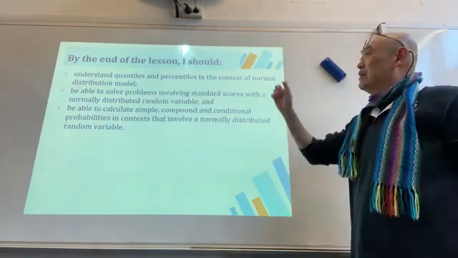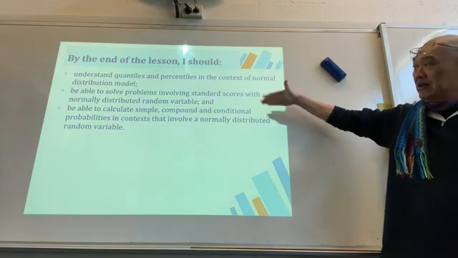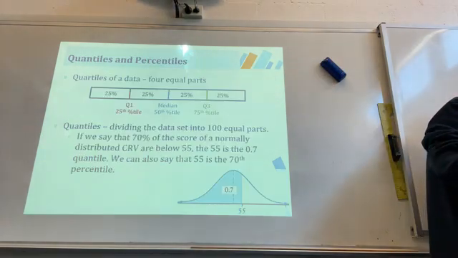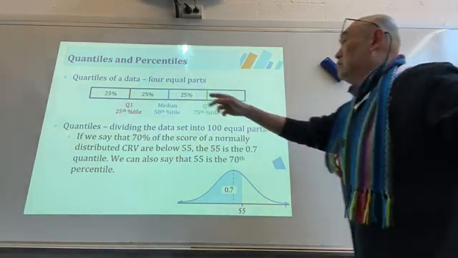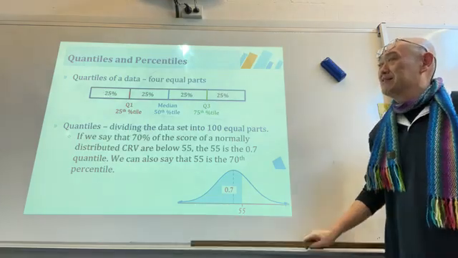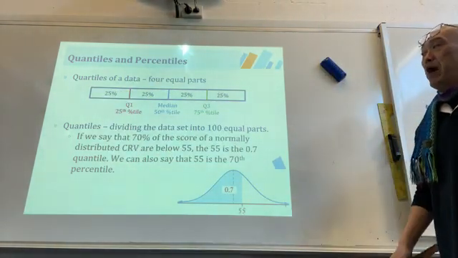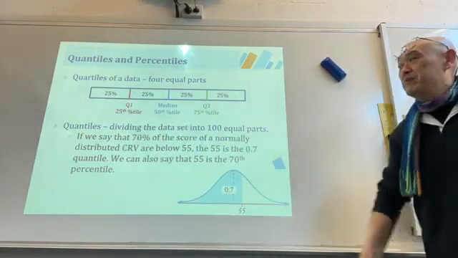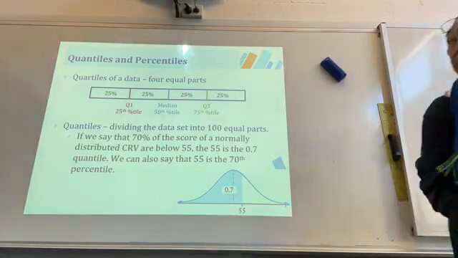and percentile in the context of the normal distribution, and then be able to solve problems calculating probabilities, simple and complex. So the quartiles of the data, which is a quarter, we split it into 25%. In R, with quartiles, we split the data into 4 equal parts, where we've got Q1, which is the 25th percentile, the median, the 50th percentile, and Q3, the 75th percentile.